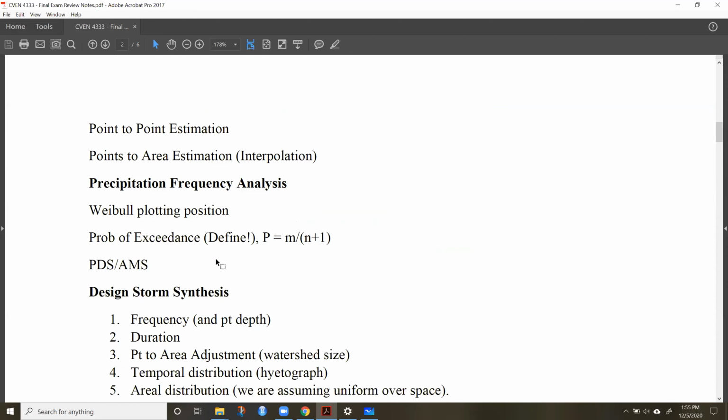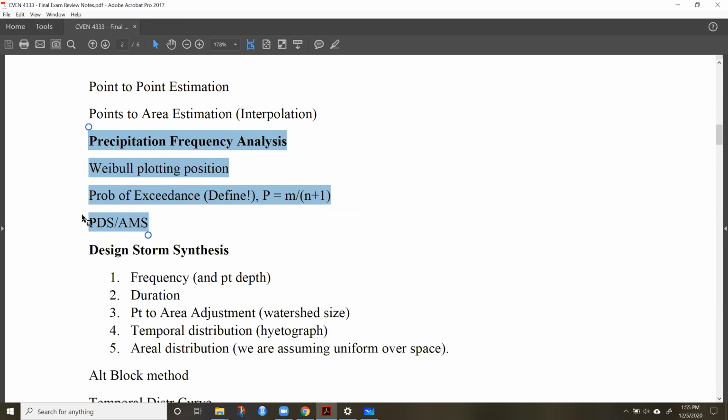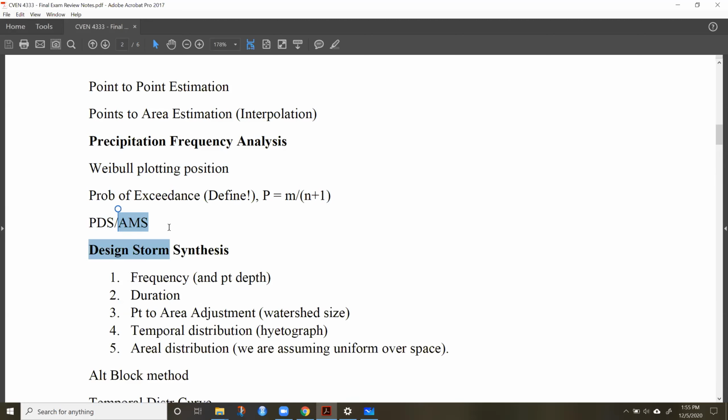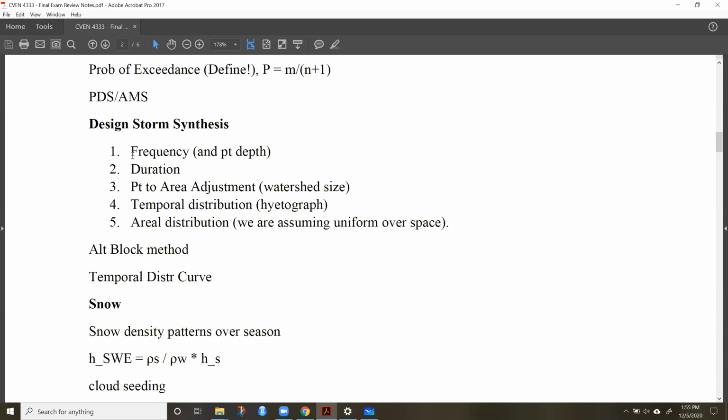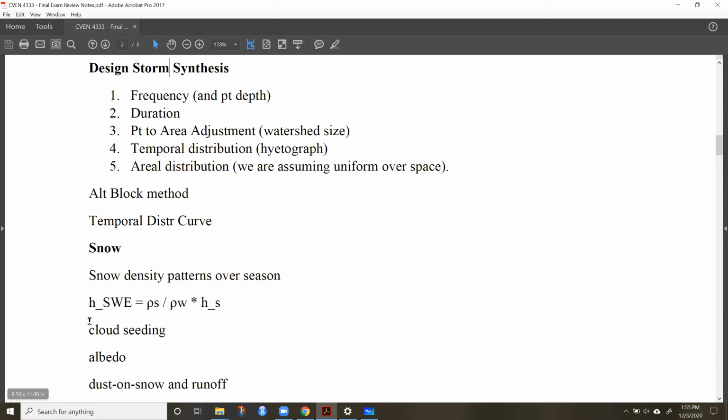Precipitation, we covered not only the processes, but how we do the precipitation frequency analysis, including Weibull plotting position. Know the difference between a partial duration and annual maximum series. When it comes to design storm synthesis, I want you to be familiar with those intensity, duration, frequency curves and how to get information out of them. We're not going to do the alternate block method or temporal distribution.